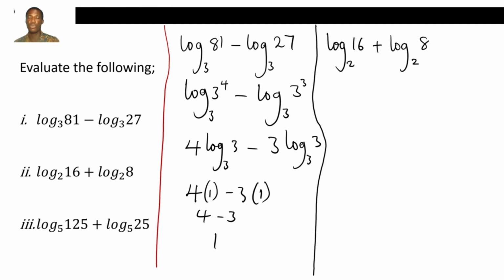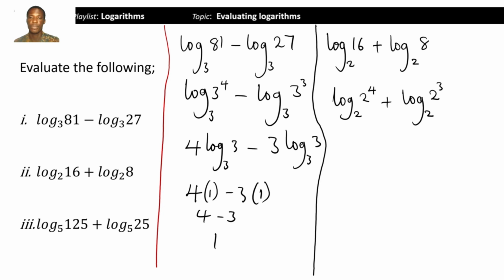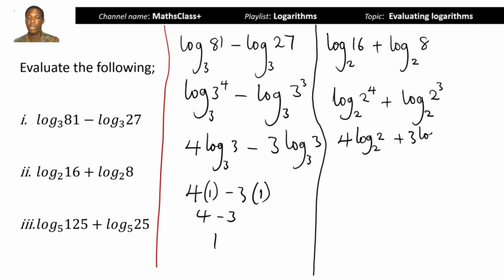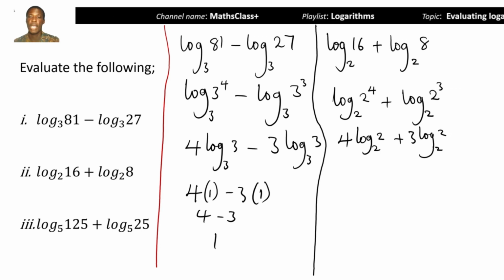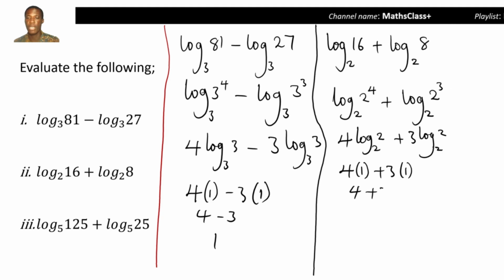Okay, so log to the base 2 of 16 can be written as log to the base 2 of 2 to the power 4 plus log to the base 2 of 2 to the power 3. So this becomes 4 log 2 to the base 2 plus 3 log 2 to the base 2. And as we have already seen, we get 4 times 1 plus 3 times 1, which is 4 plus 3. That gives us 7. So these are the first two examples.